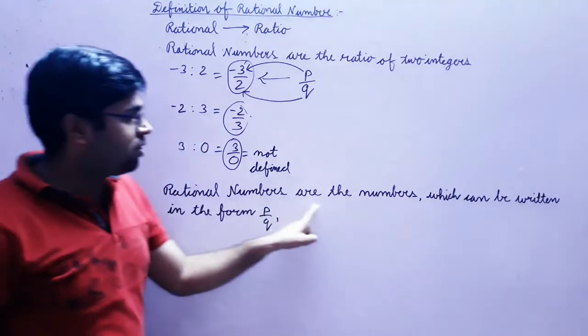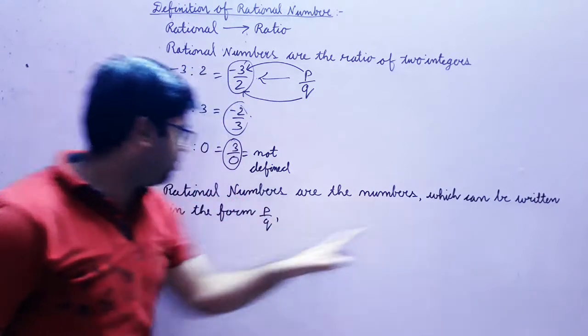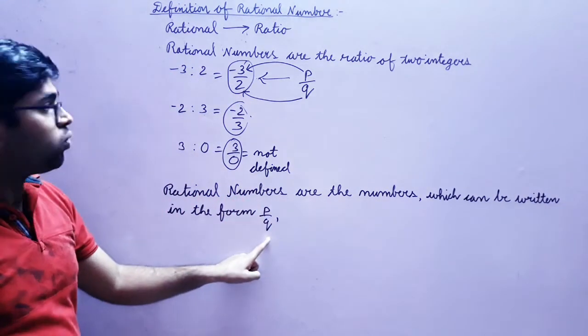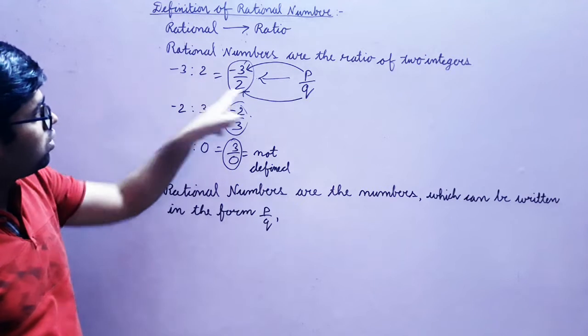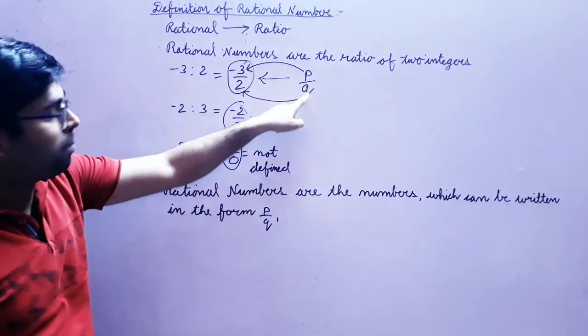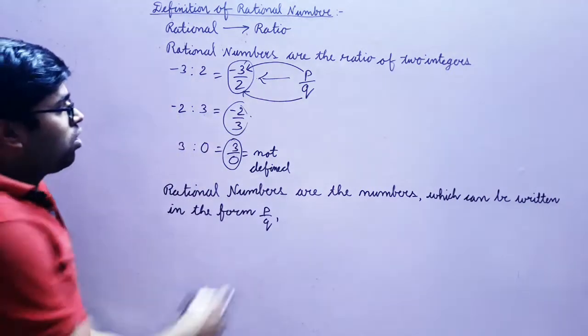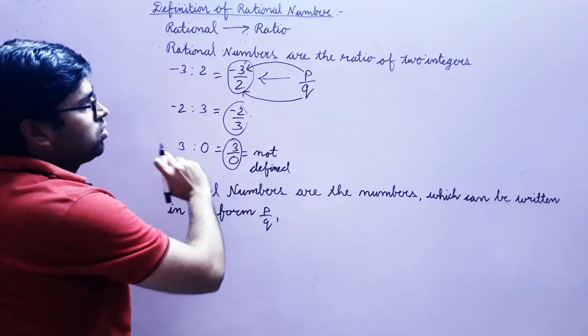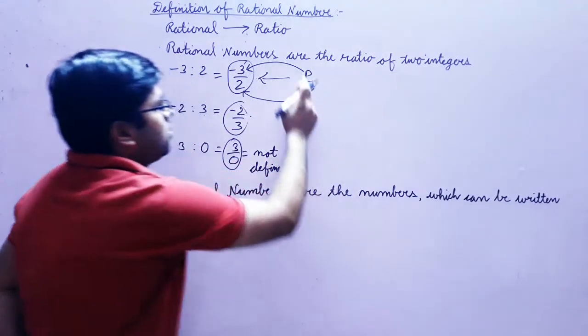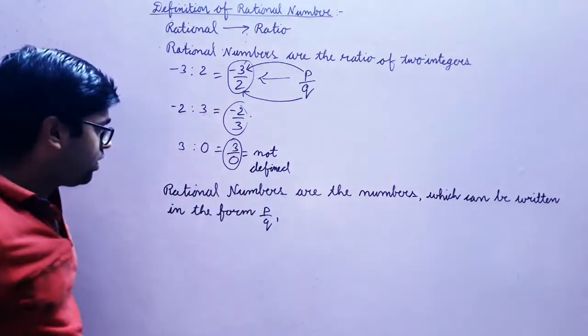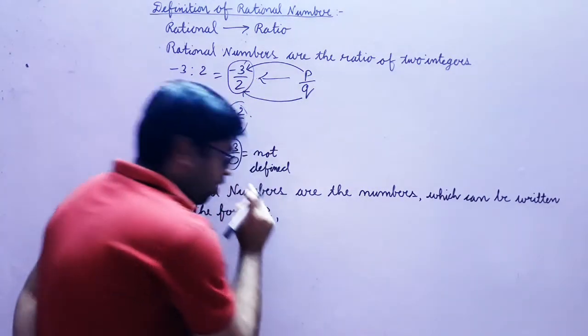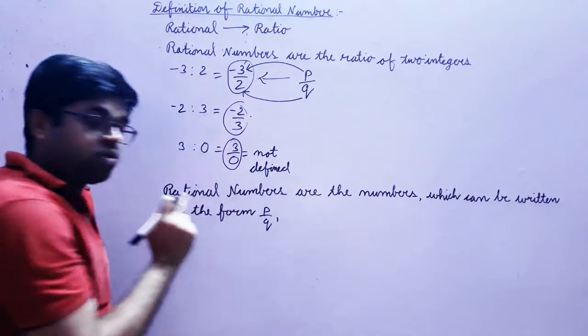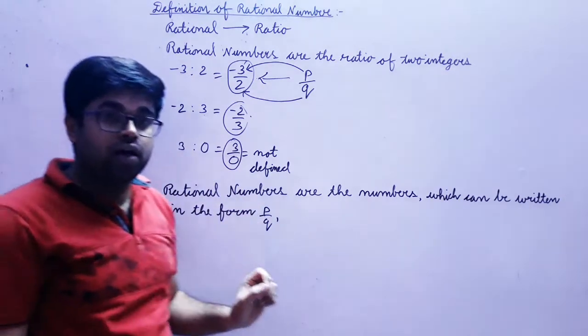So rational numbers are the numbers which can be written in the form P by Q. And what are P and Q here? P and Q here are integers. Since we were taking the ratio of integers, P and Q will be integers. In the definition we also have to mention what P and Q are.